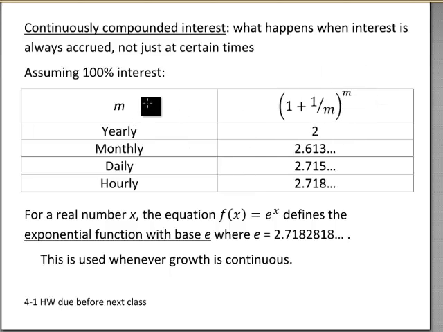Now let's look at what happens when M gets really big. Yearly, this is where M is 1. That should make sense: if you get paid 100% interest one time, that's $2. Monthly, M is 12. Daily, that's 365 times. Hourly would be every hour, so 365 times 24 as an M value. You can see it goes up, but it's going up ever so slightly.